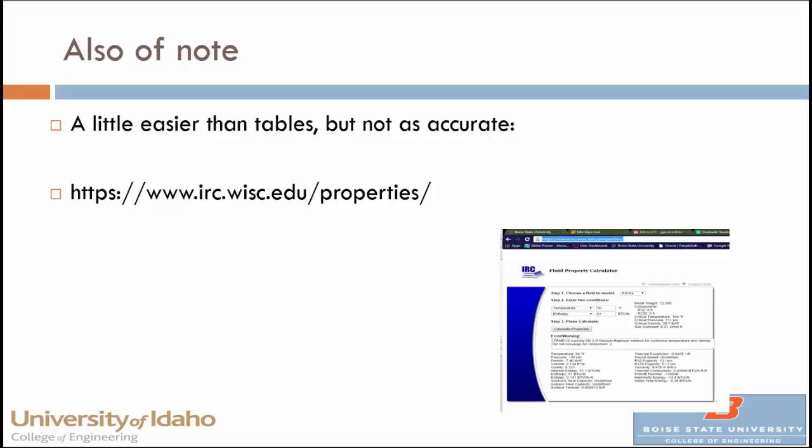So tables are great. We've all learned how to use them, but in the modern era there are other opportunities here. I found this website, kind of a web thermodynamic lookup engine. It's by the University of Wisconsin. It's a refrigeration research center. They do nice work there. This one is okay. I have found it to be not terribly accurate, but for the purposes of homeworks, that'll be fine.